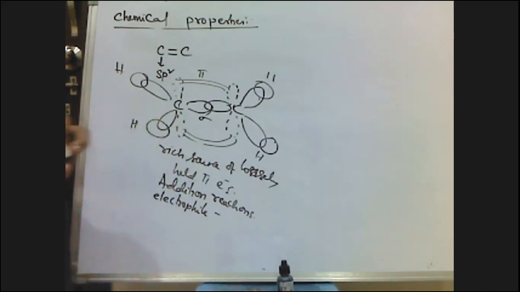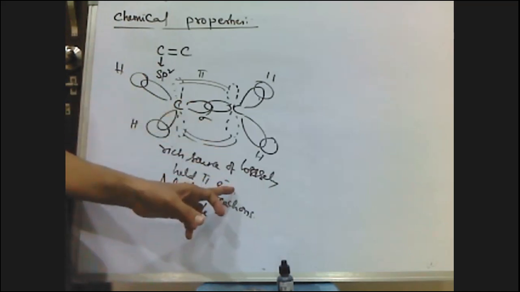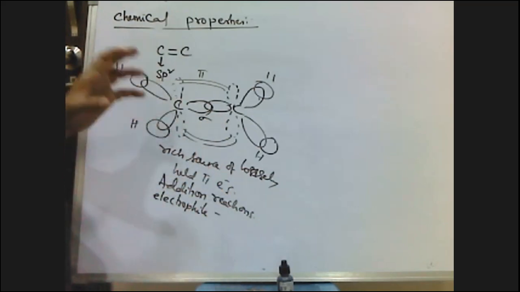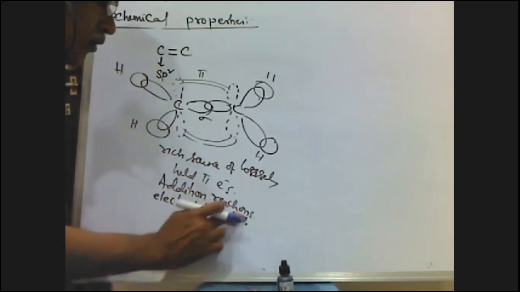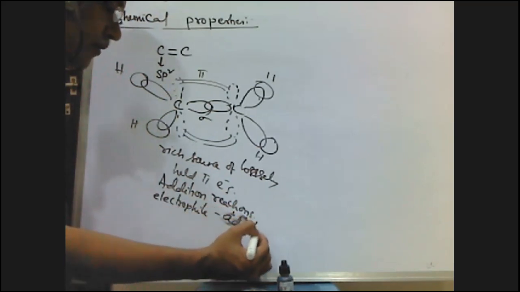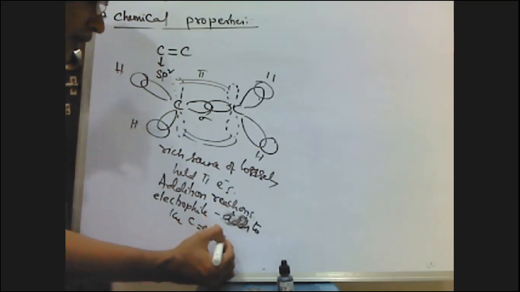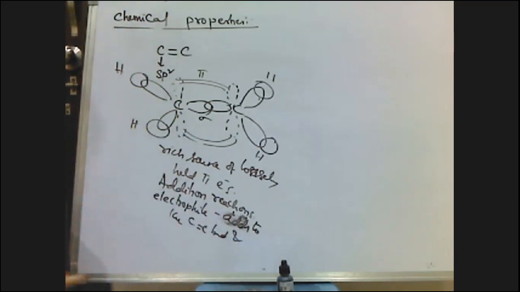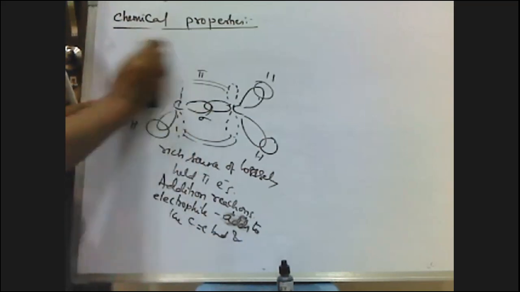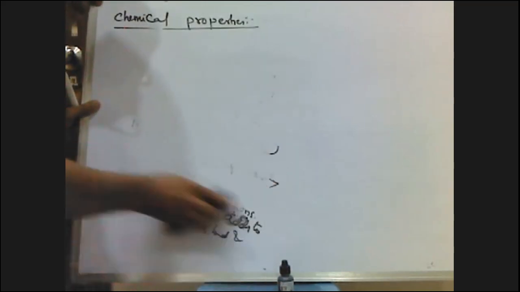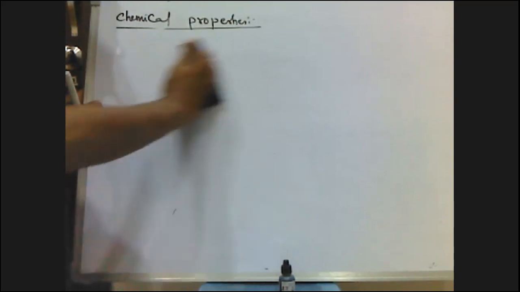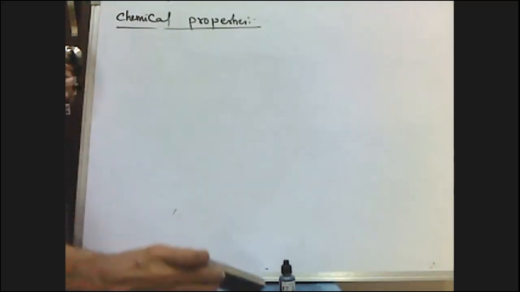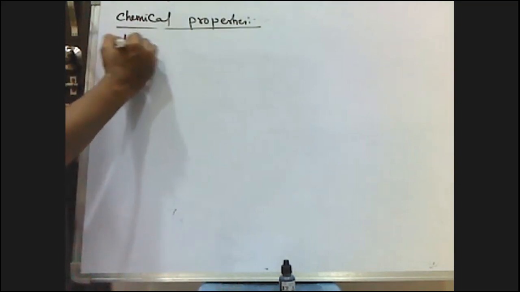So alkenes are a rich source of loosely held pi electrons. They participate in addition reactions, in which an electrophile adds to the carbon-carbon double bond and forms addition products. So the main reactions participated in by alkenes are addition reactions. Along with addition reactions, they participate in ozonolysis, polymerization, and oxidation reactions. Now, the first chemical property is addition of hydrogen.